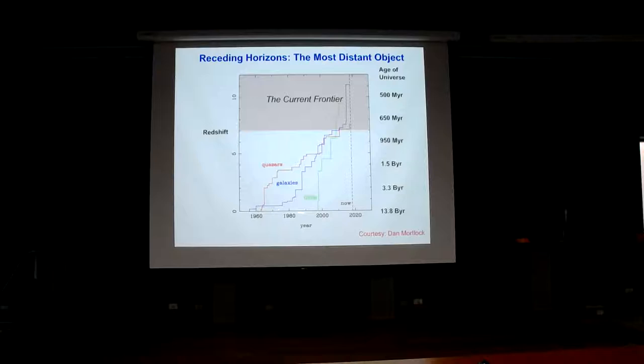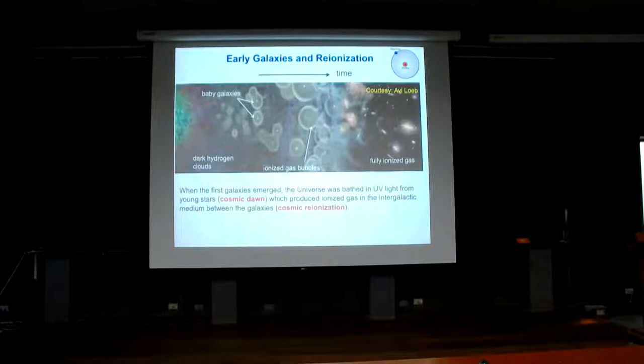This is the publication date of the most distant confirmed object that has been seen by astronomers. And, you know, my career began, I was an undergraduate here, and here we are today. And you can see there's been huge progress thanks to the development of big telescopes. Galaxies are now being seen out well into a period where this reionization might have occurred.